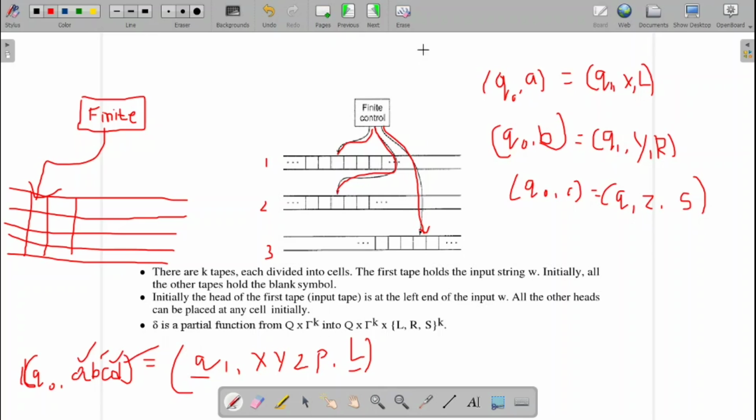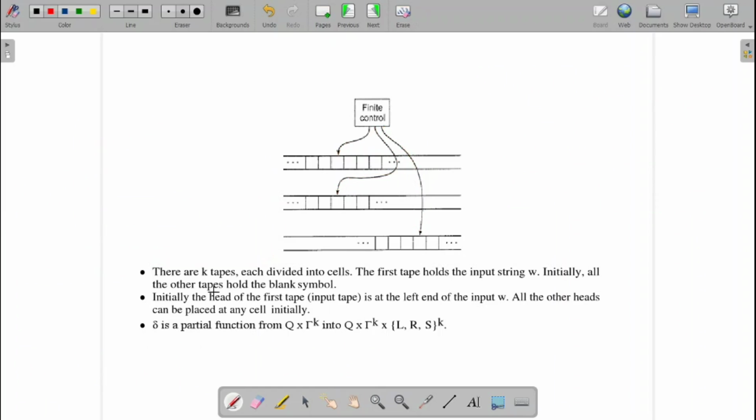So now if we go in detail, there will be K tapes, and each tape is divided into a number of cells. The first tape holds your input string W initially; all the other tapes will hold blank symbols. Initially the head of the first tape, the input tape, is at the left end of W, and all the other heads can be placed at any cell initially.